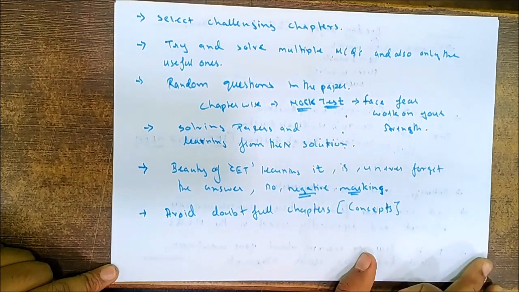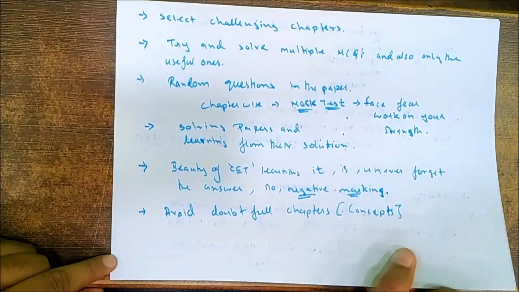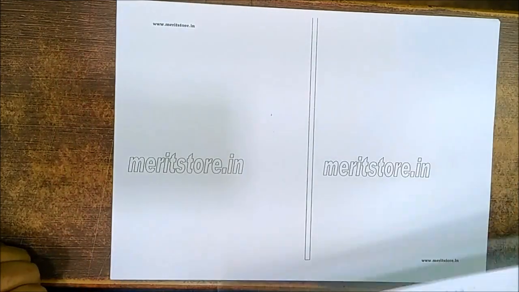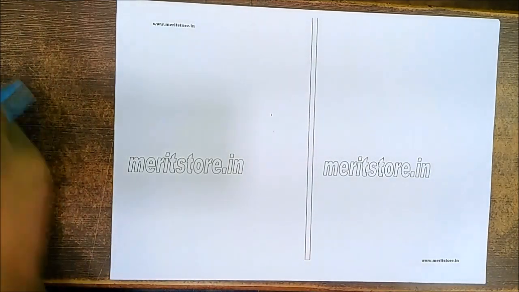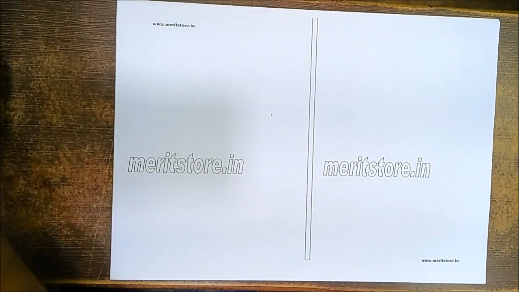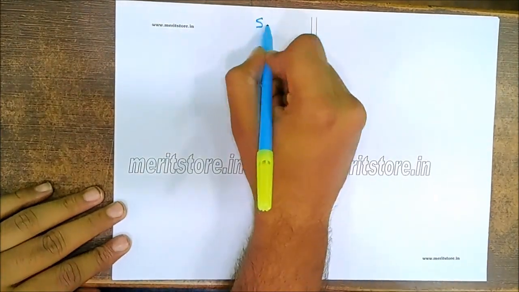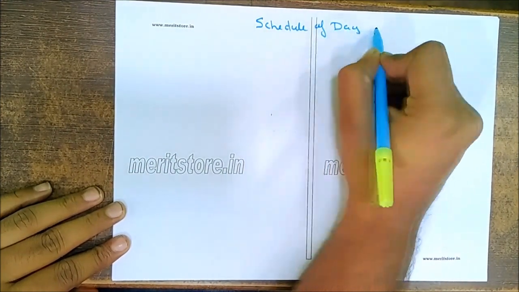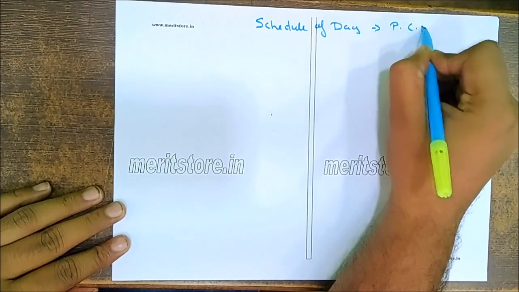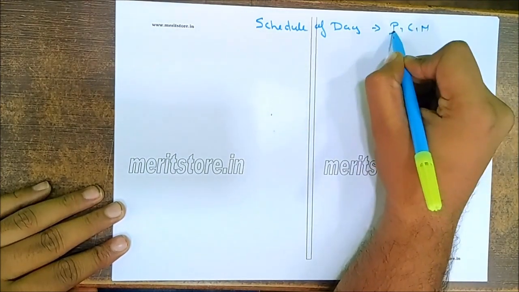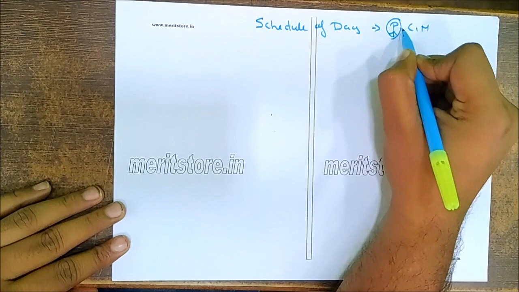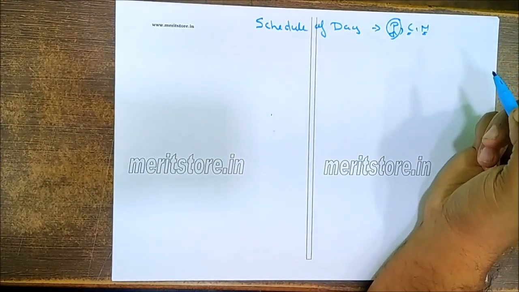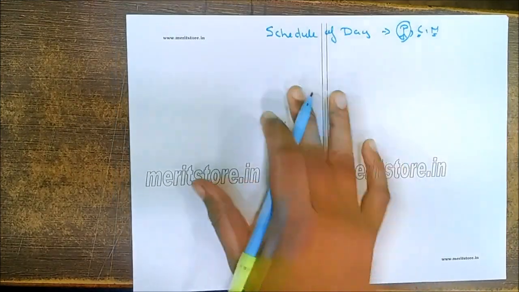Now, I'll give you the entire schedule of the day. Enough of the discussion of what to do on the last day, so we'll have the schedule of the day. Basically you have 3 subjects, PCM, but my subject is physics, so I'll focus on physics and not consume the time of chemistry and maths. I would plan my day as follows.